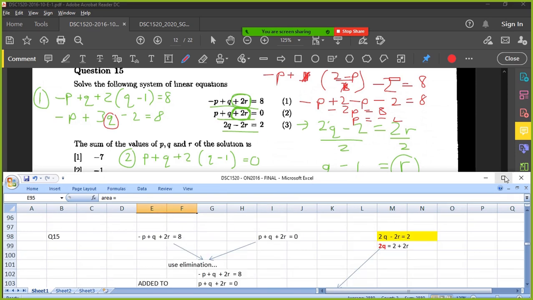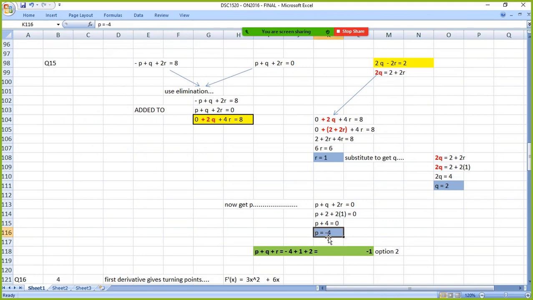Let's see. Okay, I think I might have done it similar. Yeah, p is minus 4. Perfect. Okay, then obviously you'd work out q and work out r. Well done. Good job. Okay, you had the right p.